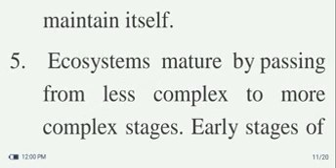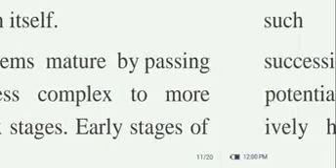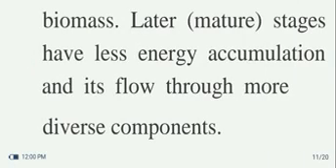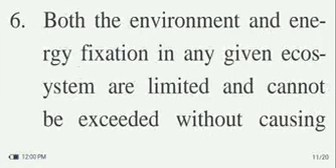Ecosystems mature by passing from less complex to more complex stages. Early stages of such succession have an excess of potential energy and a relatively high energy flow per unit biomass. Later, mature stages have less energy accumulation and its flow through more diverse components.